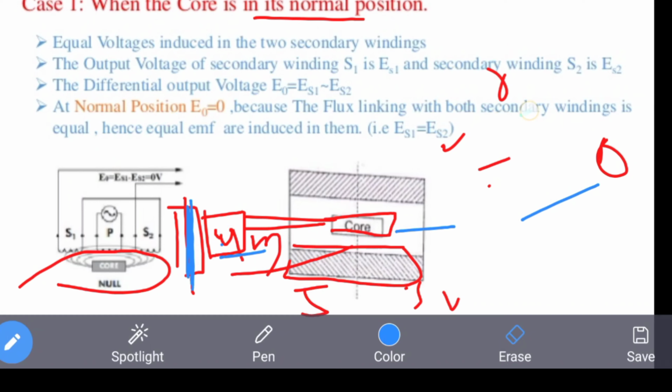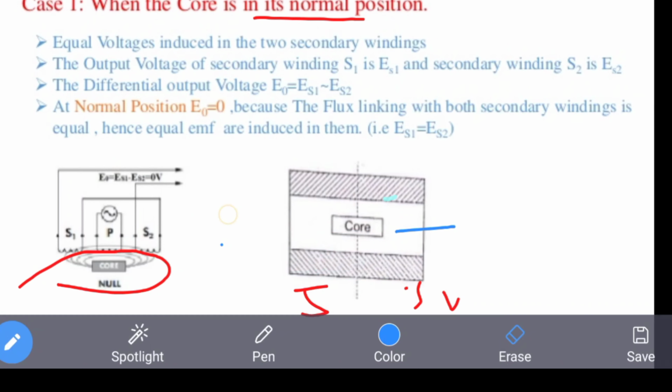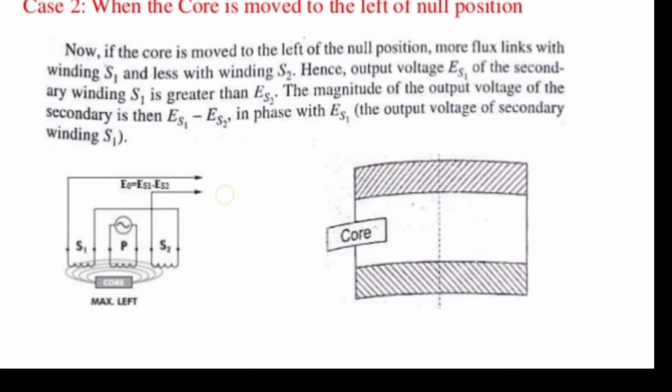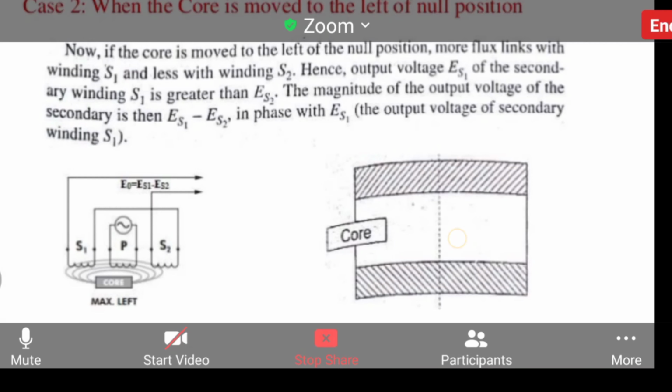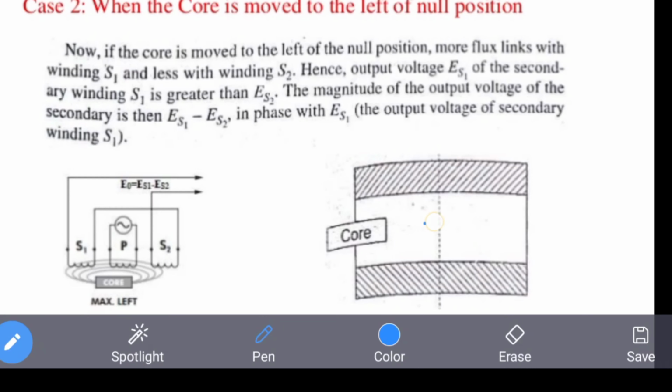Okay, this is case 1. When the core is at normal position, the voltage will be 0. Case 2. What is case 2? When the core is moved to the left of null position. Assume that this is the null position, when the core is here. But the core is moved left of null position.